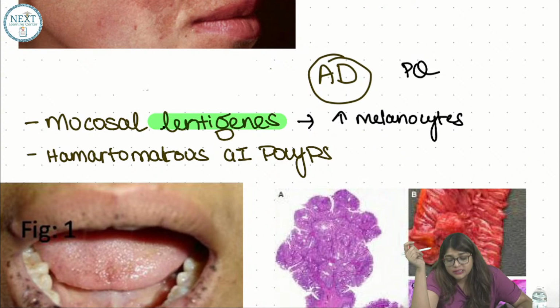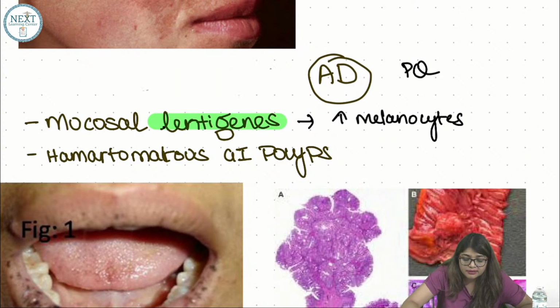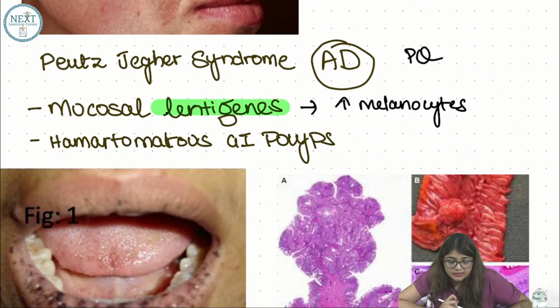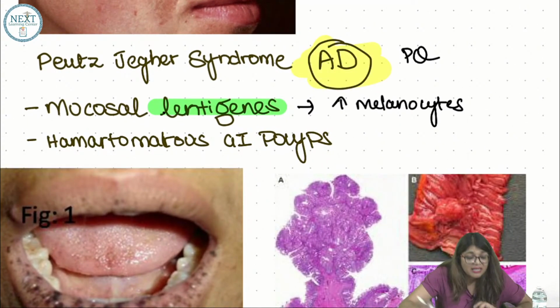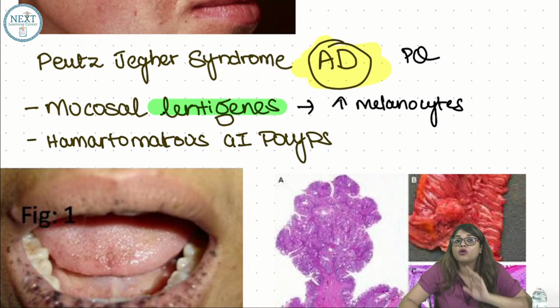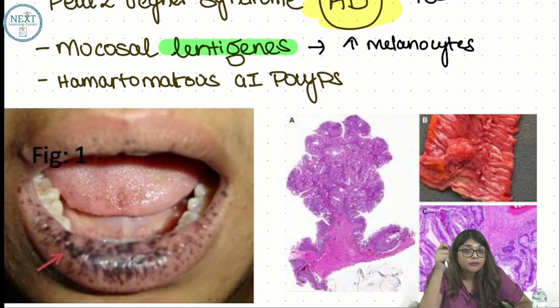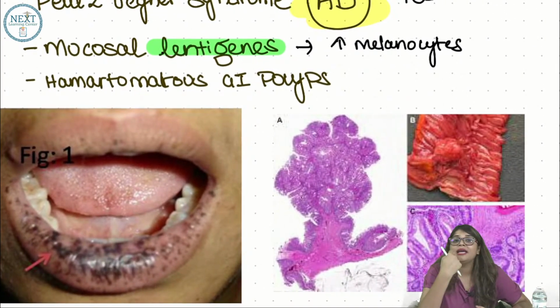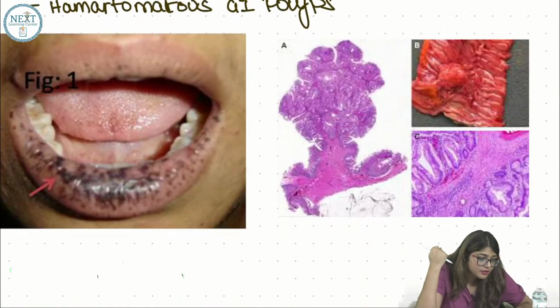They are hamartomatous GI polyps. This is nothing but your Peutz-Jeghers syndrome. Another thing that has been asked from pathology is that this is autosomal dominant. Again, hamartomatous GI polyps and hyperpigmented lentigines on the face.